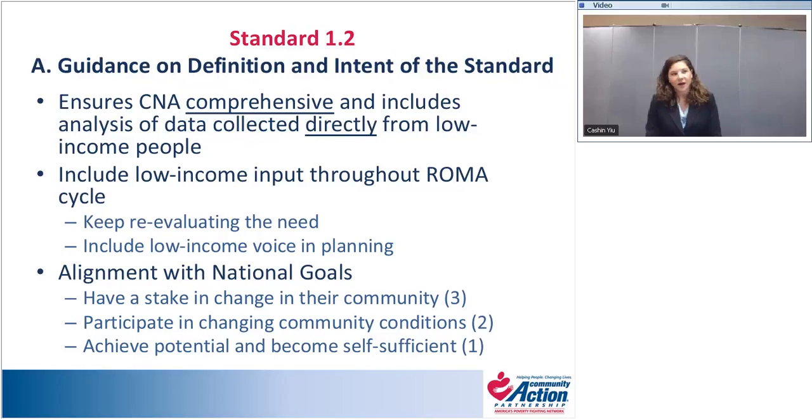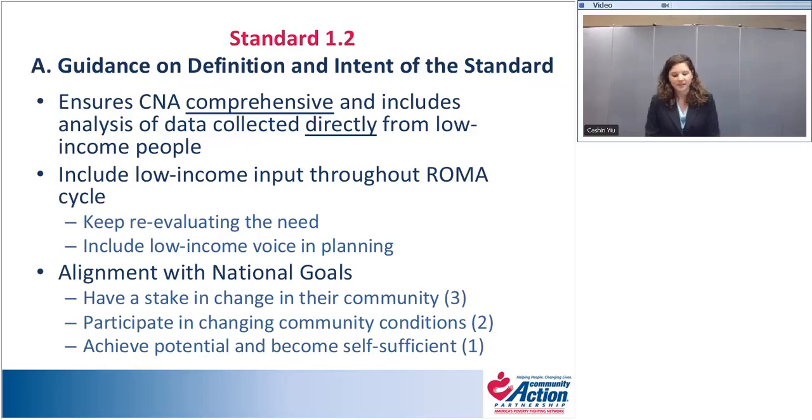So in Community Action, we do know a lot about poverty, but the integration of what those living in poverty really think about poverty is invaluable. To make the community needs assessment comprehensive, we really need to go directly to those people. So this standard really ensures that that takes place.